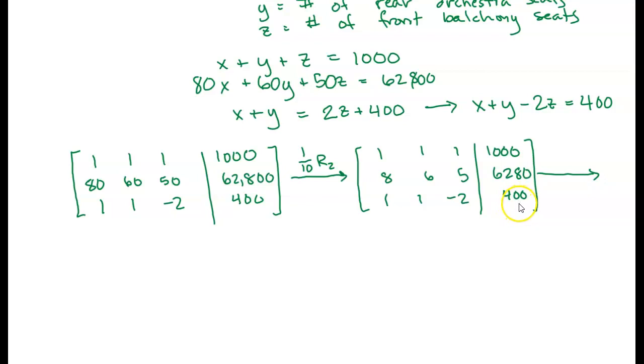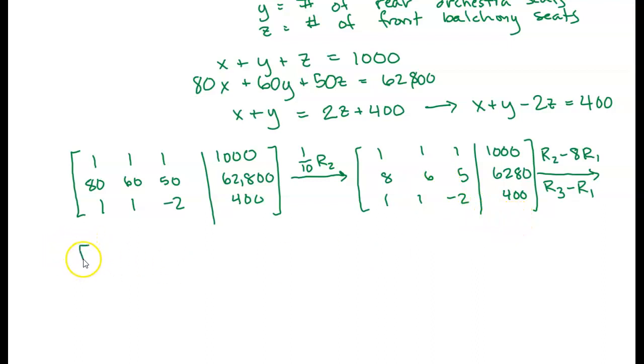All right, now I want the first column to have 1, 0, 0, and I can use the first row to zero out the rows below it in the first column. So what I'm going to do is take row 2 and subtract 8 times row 1. I'm also going to take row 3 and just subtract row 1. That's easy.